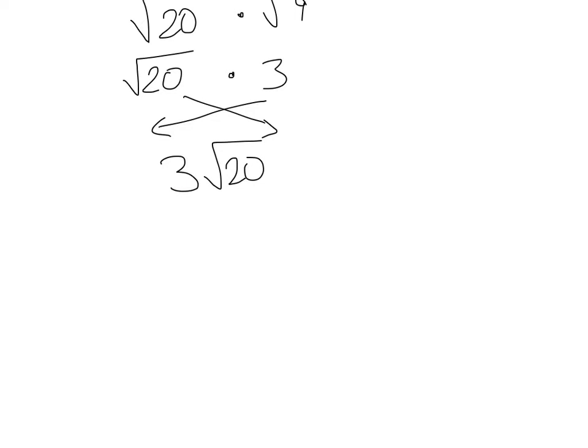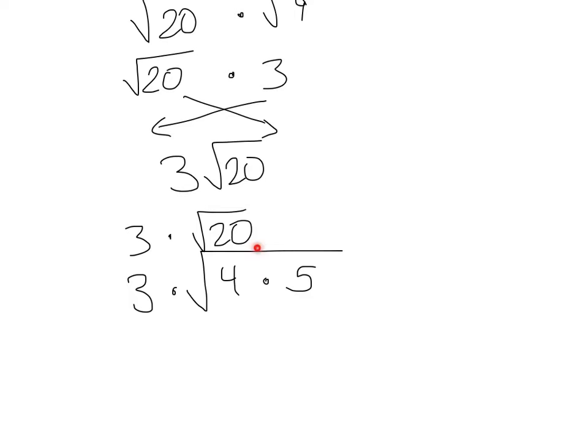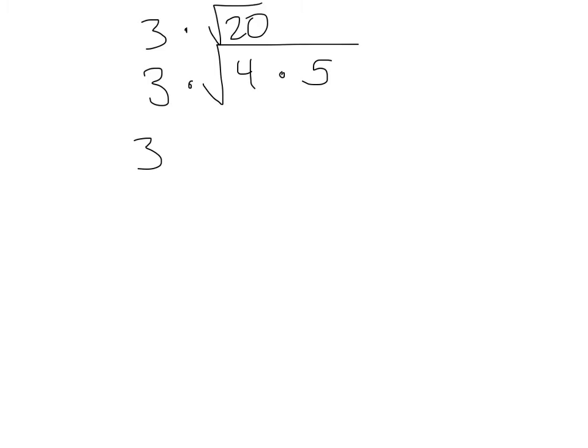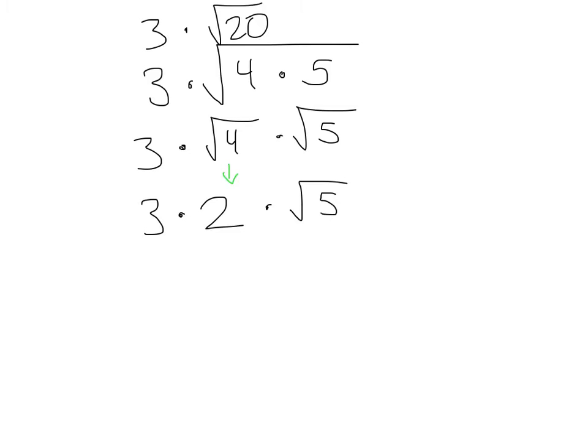3 root 20, we said, means 3 times the square root of 20, right? But the square root of 20 could be broken up into the square root of 4 times 5, right? 4 times 5 is 20, so we can do that. But what is the square root of 4? Well, I know 4 is a perfect square, so I'm going to change this into 3 times the square root of 4 times the square root of 5. And that helps you now because I have 3 times the square root of 4. What positive number times itself gets you 4? 2 times the square root of 5.